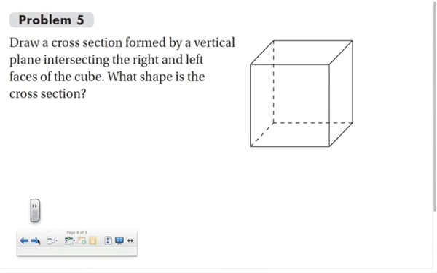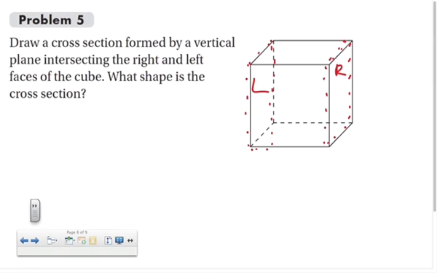So in problem 5, we are asked to draw the cross section formed by a vertical plane intersecting the right and left faces of the cube. So this is the right face, and this is the left face. I want a plane that's intersecting those two faces of my cube. And what am I guaranteed that it will be?